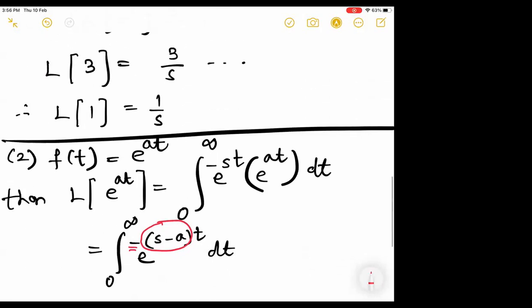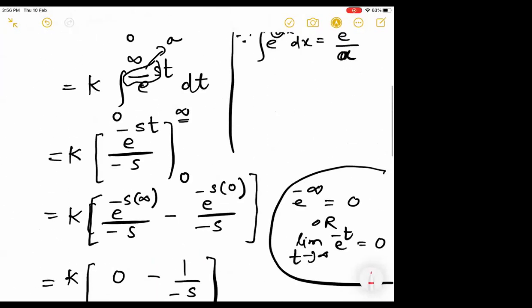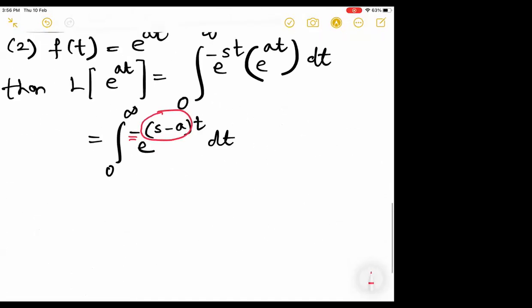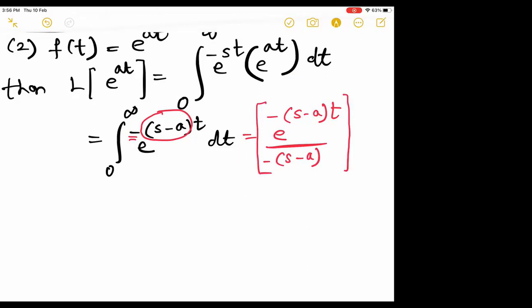And just like in the previous case, the integration of e raised to ax is this one. So here, what is the integration? E raised to minus (s minus a) t upon minus of (s minus a). Whatever is multiplied with t, that will be divided in the integration. And the limits are 0 to infinity.